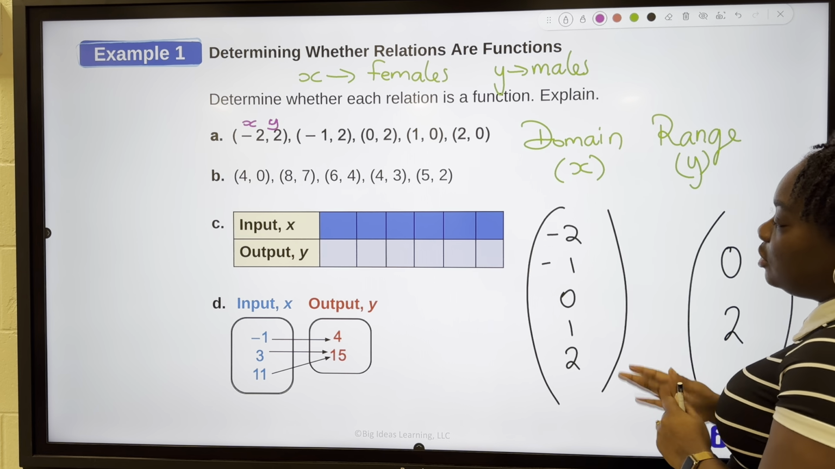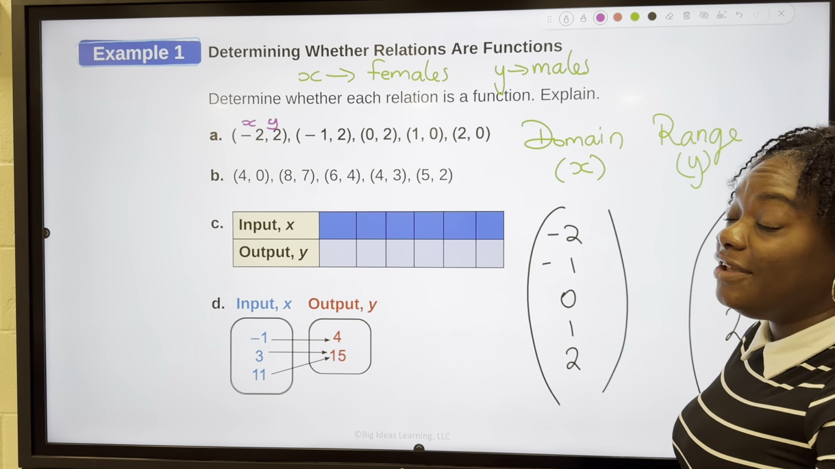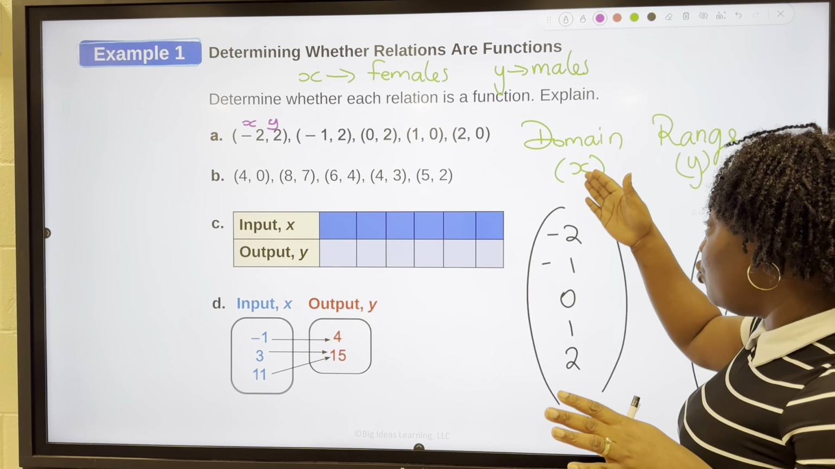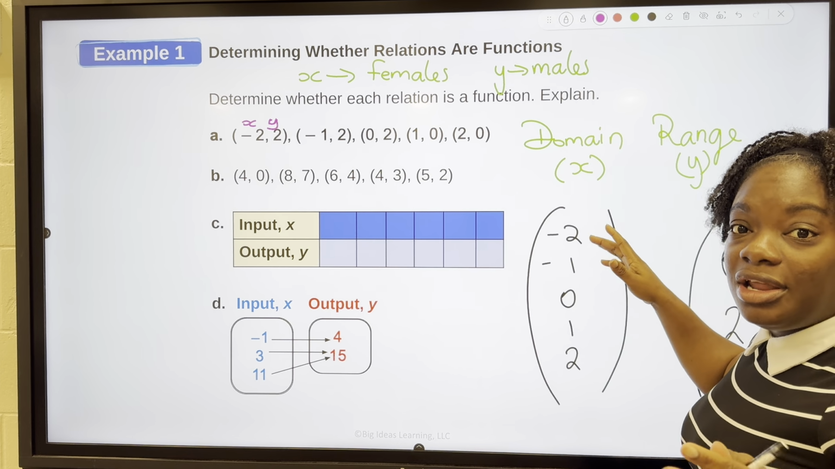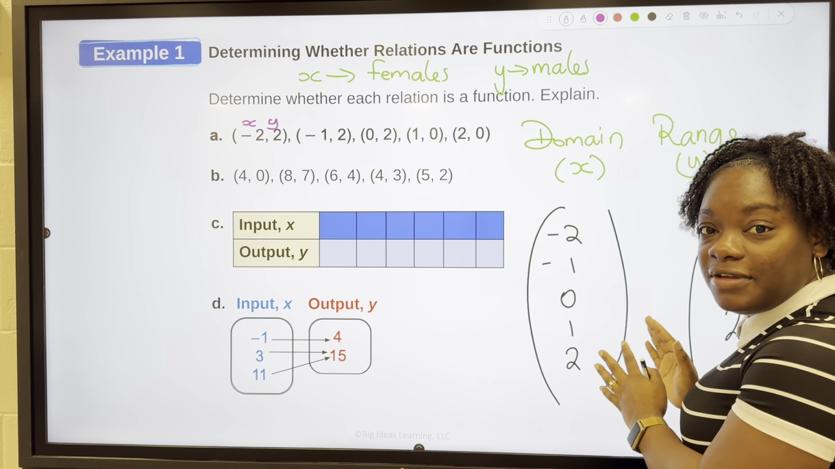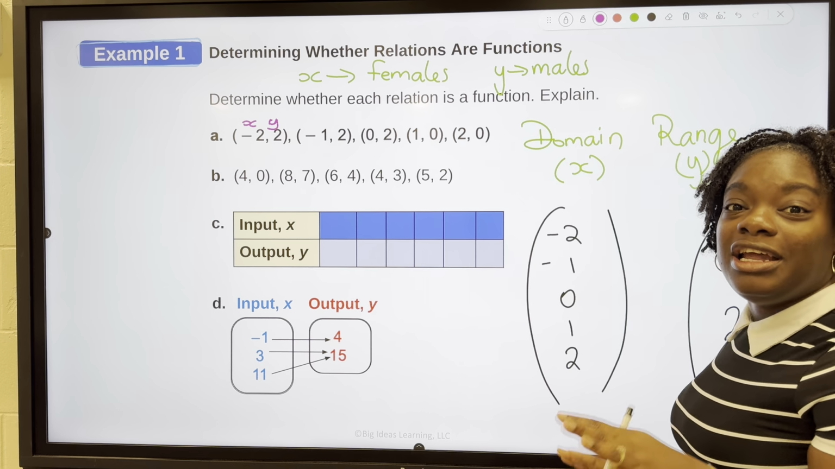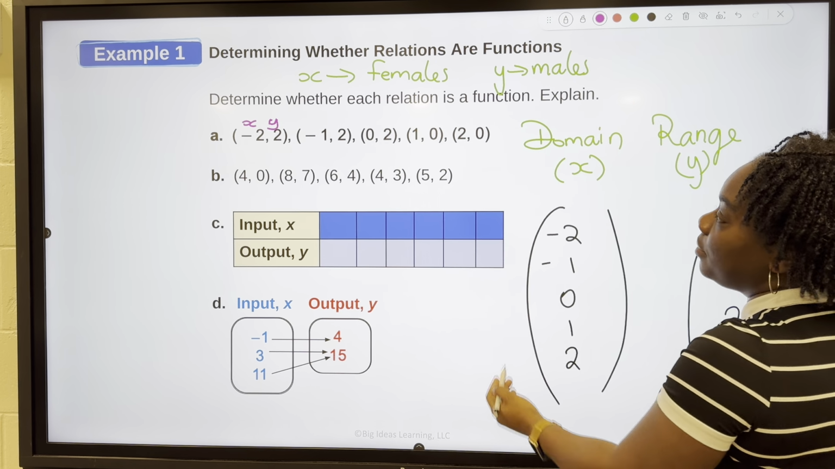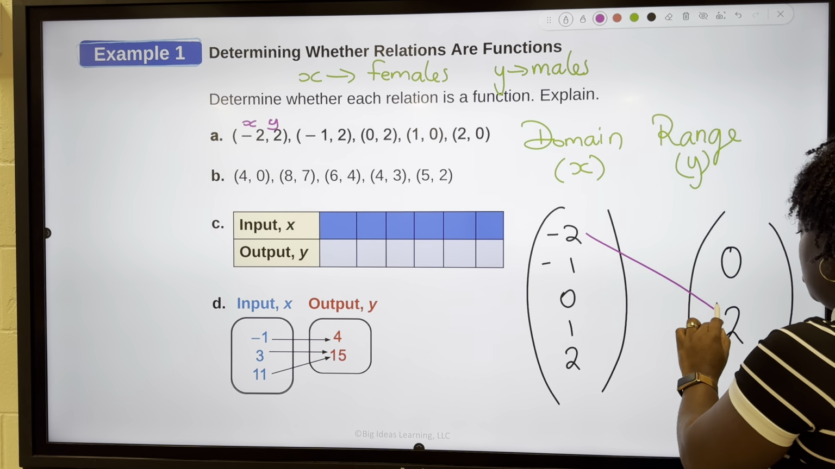Let's go ahead and see who these ladies are married to, and check if they have more than one husband, because remember, it's always the female or the x that is in question. If the females are faithful, or if the females only have one husband, then it is a function. All right, so let's check this. So -2 is married to 2.